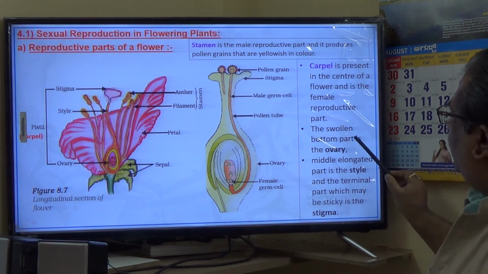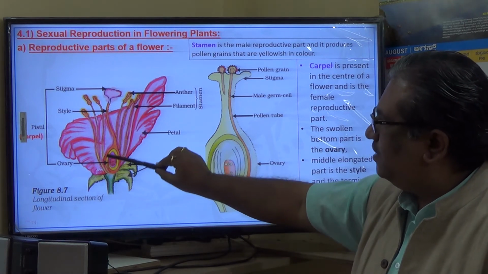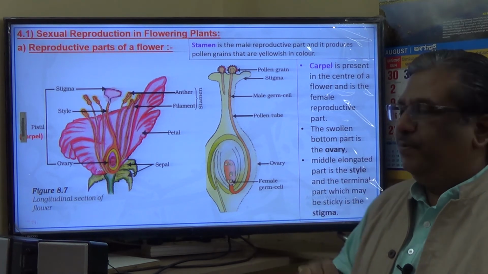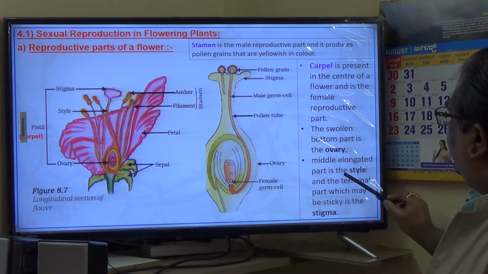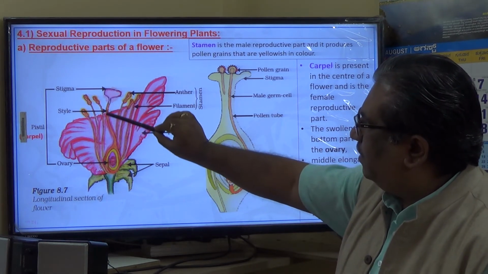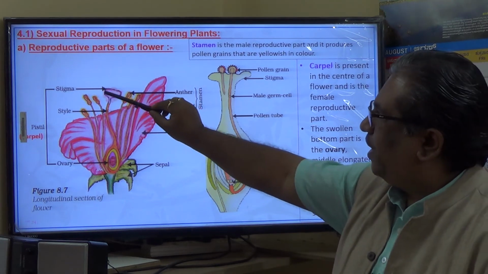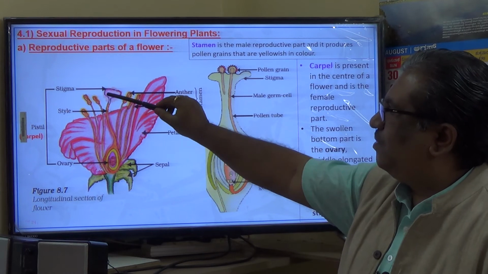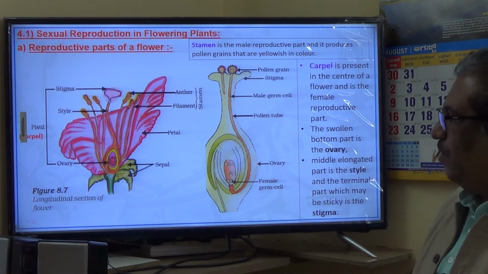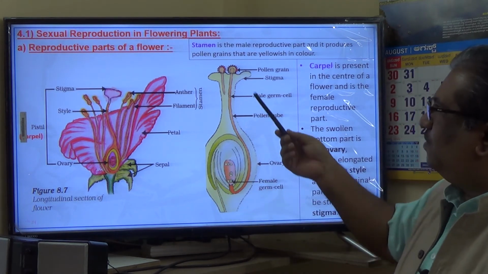The swollen bottom part is the ovary, which contains eggs or ovules. The middle elongated part is the style. And the terminal part, which is sticky in nature, is called the stigma. So this is as per the description given in your textbook. Clear? I hope you have understood these parts.